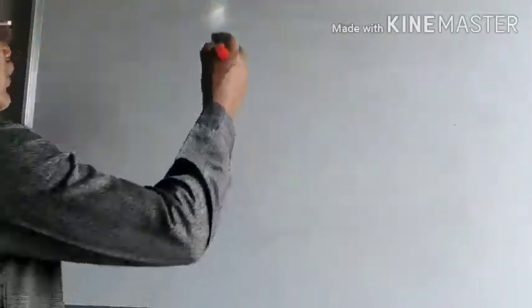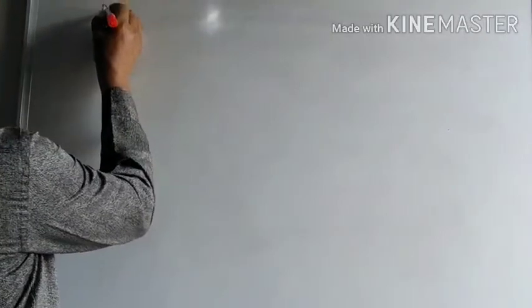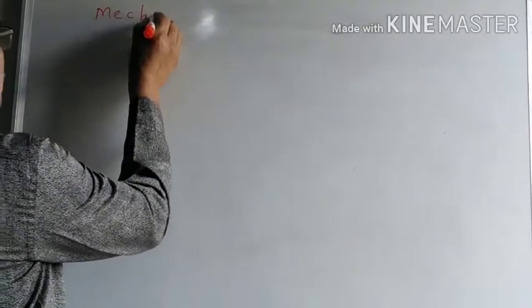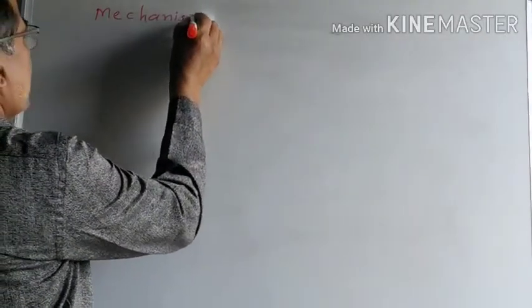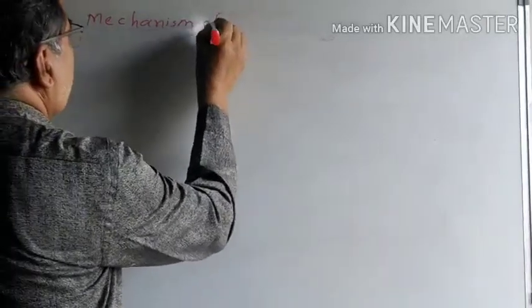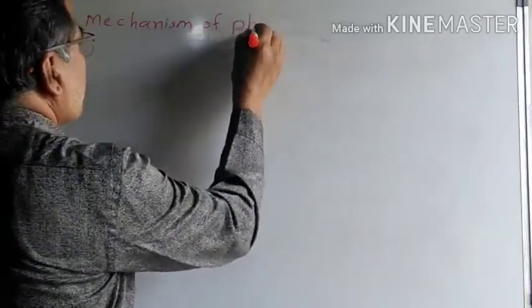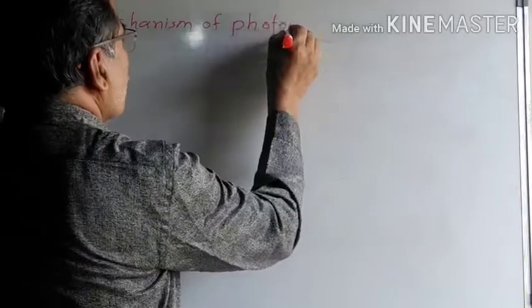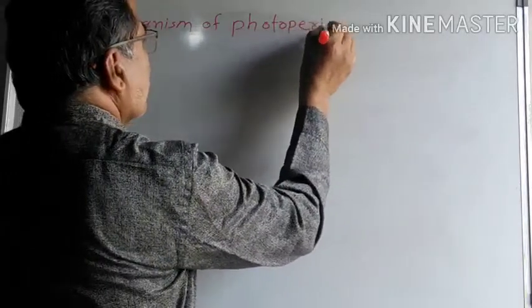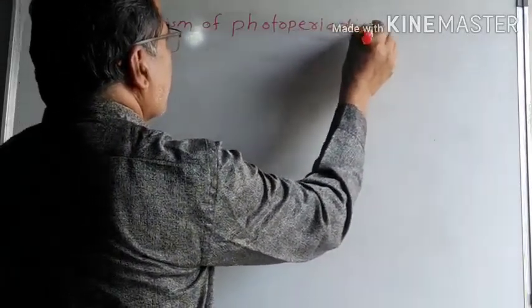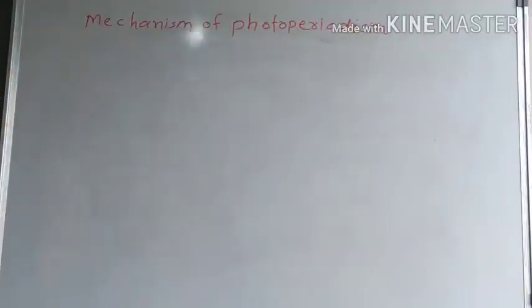Already we have seen some steps which occur in photoperiodism. It is a mechanism of photoperiodism. This mechanism of photoperiodism involves different steps.